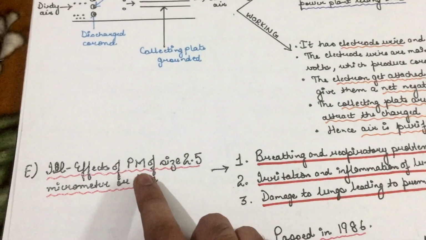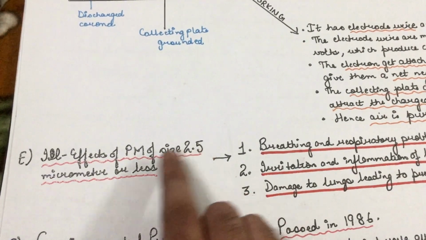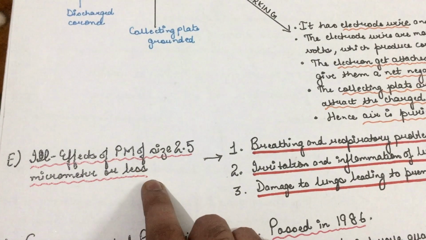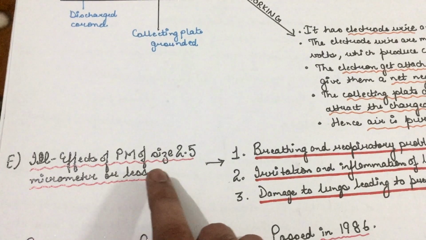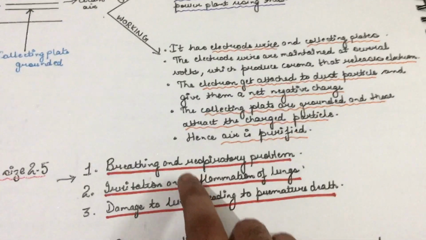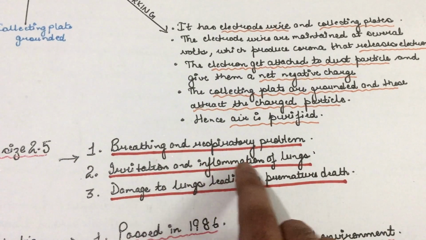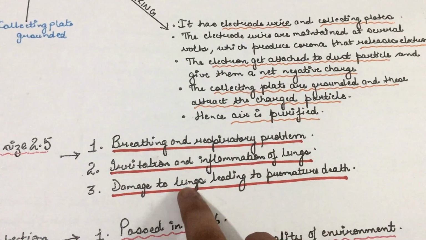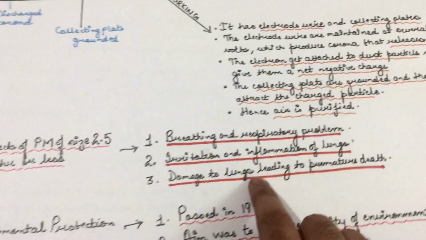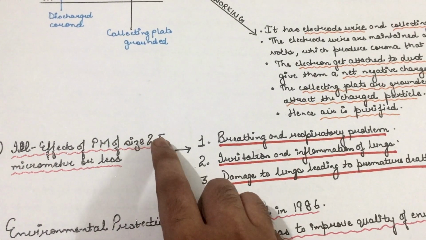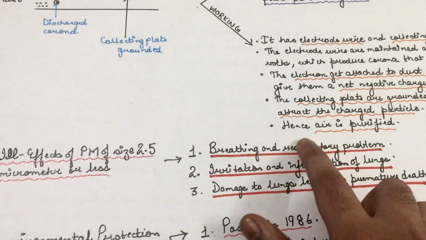Now let us look at the ill effects of particulate matter of size 2.5 micrometers or less. The ill effects are: number 1, breathing and respiratory problems; number 2, irritation and inflammation of the lungs; and number 3, damage to the lungs leading to premature death. If we inhale particulate matter of size 2.5 or less, these are the harmful effects.